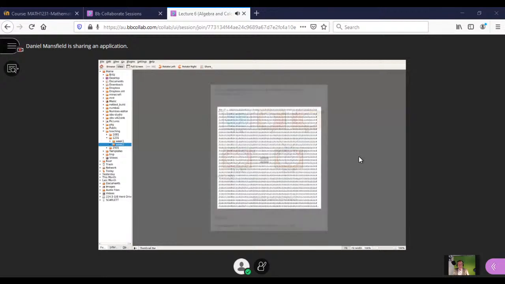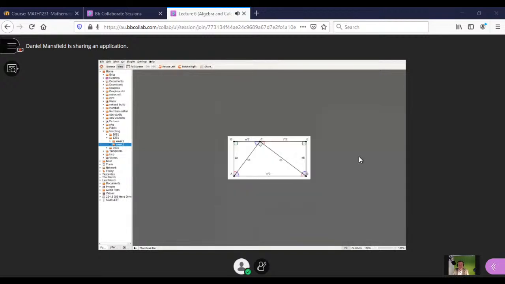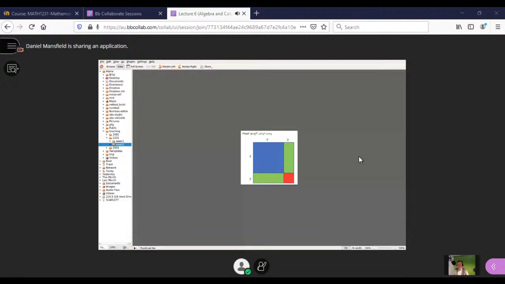This one made me laugh. Who sent in this one? Let me just check. Miguel sent this one in, which is awesome. This one, that's my one, never disregard that. This one, I love this one. This one is a proof that x plus y all squared is x squared plus y squared plus 2xy.